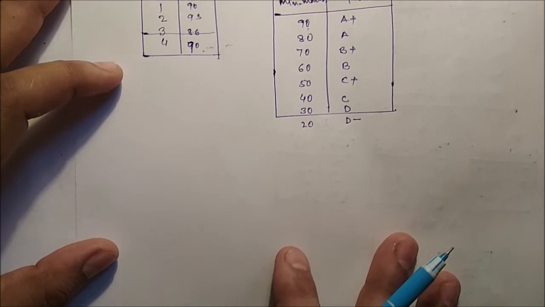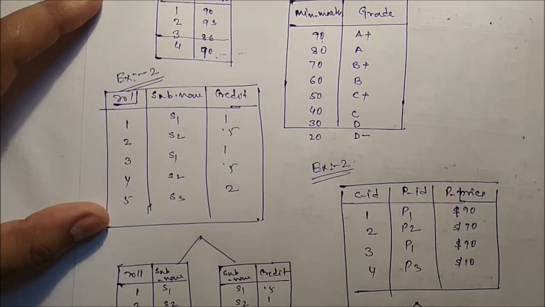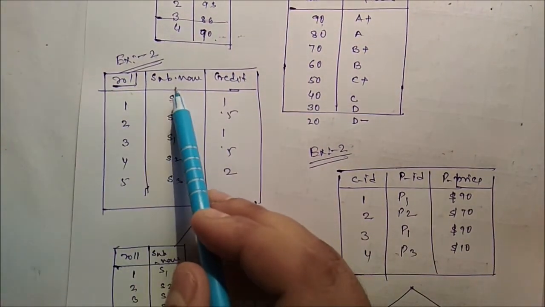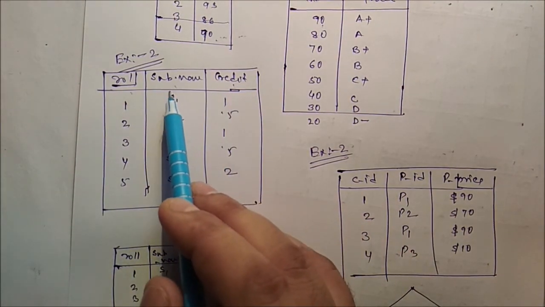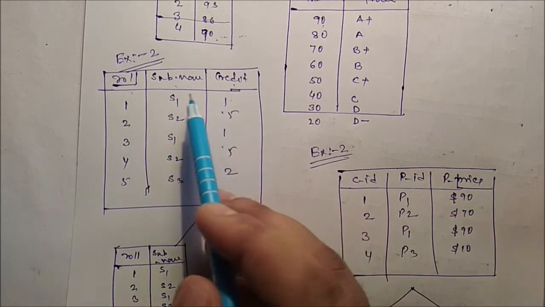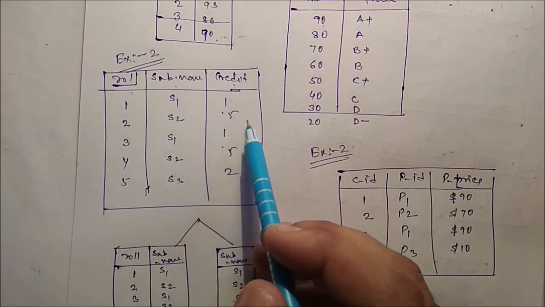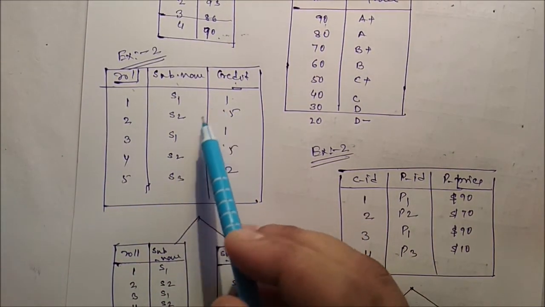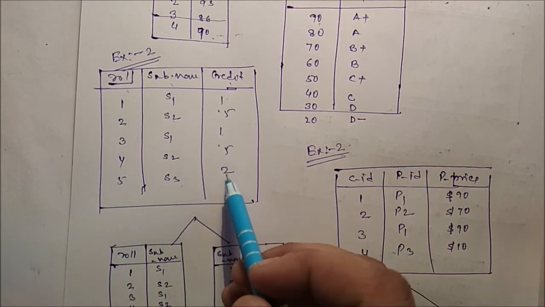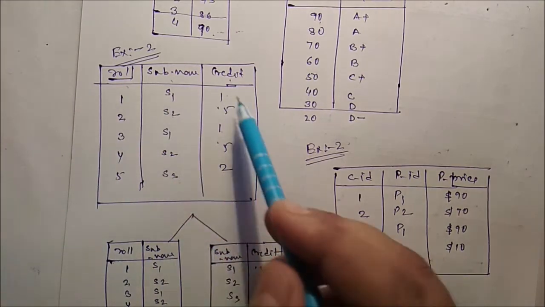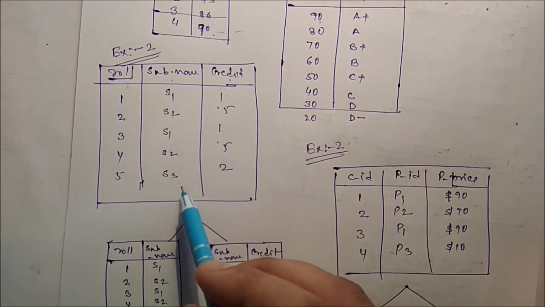Similarly, we can see another example. In this example, roll number, subject name and credit. Now it is fixed. So if the subject is theoretical, its credit is 1. If the subject is laboratory, it is 0.5. So subject S1 is 1, S1 is 1, subject 2 is 0.5, subject 2 is 0.5, S3 is 2. So obviously redundancy is there, insert anomaly is there, we cannot insert a new subject.